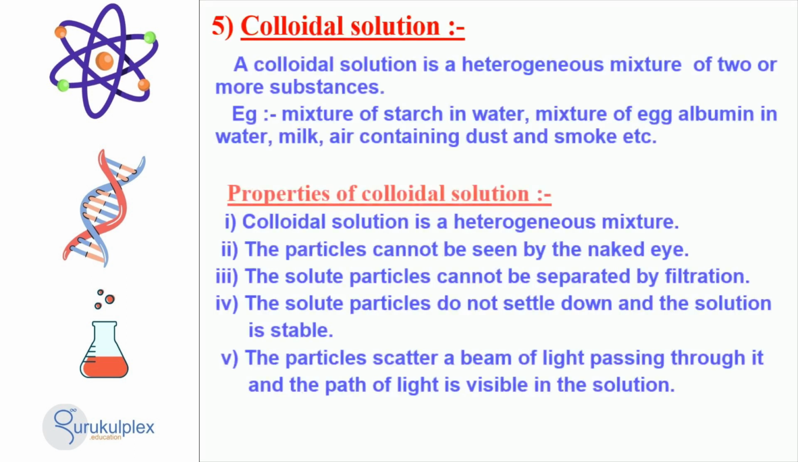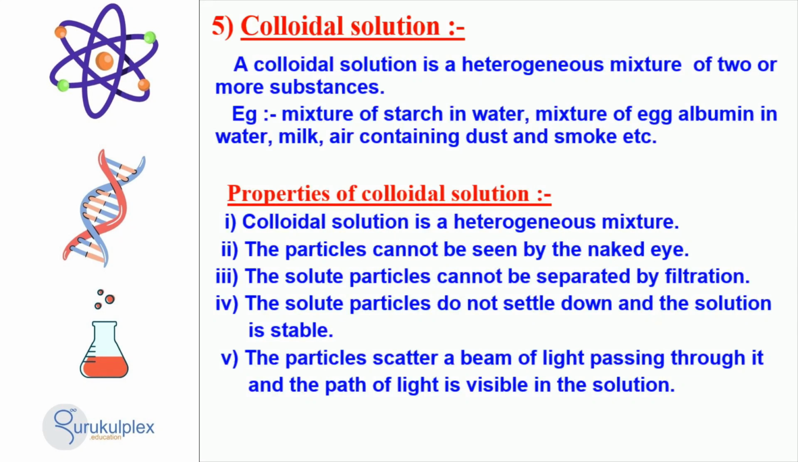Particles in a colloidal solution are suspended in a medium and cannot be filtered out. These types of mixtures appear foggy or cloudy and examples include milk, smoke-filled air, and a mixture of starch and water. Unlike suspensions, a colloidal solution is stable and does not settle out over time. Additionally, a beam of light passing through this type of solution will scatter, making the path of the light visible. All in all, colloidal solutions are heterogeneous mixtures of two or more substances, possessing properties that differentiate them from other mixtures or solutions.